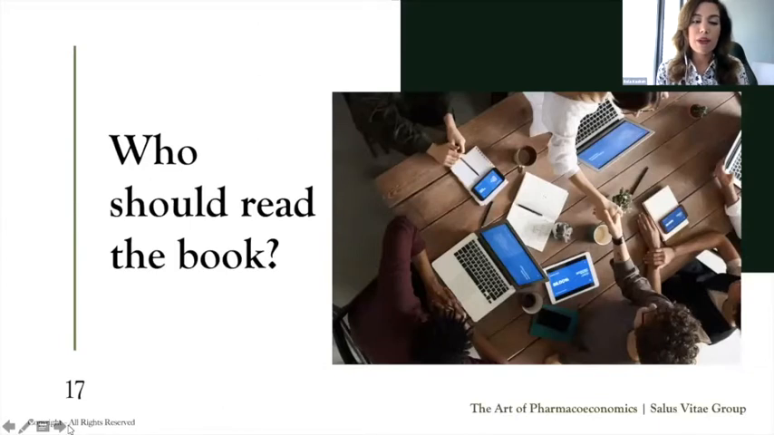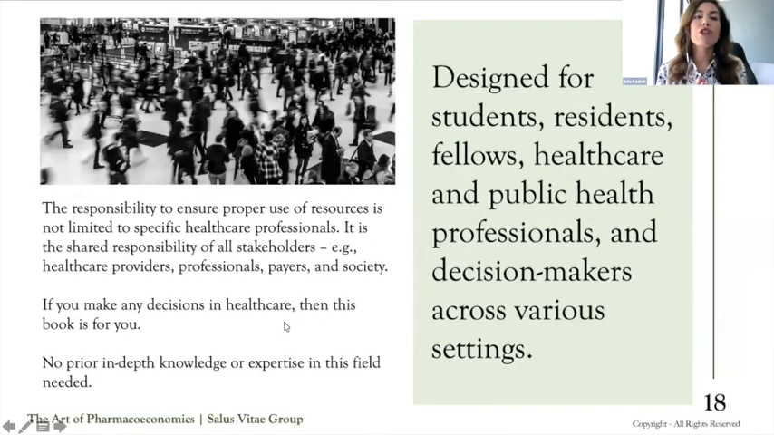Now, who should read this book? The responsibility to ensure proper use of resources is not limited to any specific healthcare professional. We started off this webinar talking about the significance of resource allocation and how everybody has a responsibility to appropriately allocate resources, whether you're a physician, a pharmacist, a healthcare professional, a payer, an institution as a whole, or a country. Whatever positions you have or whatever decision-making you have, you have a responsibility towards that. So if you make any decisions in healthcare, which we even do on an individual level, you would benefit from this book. It is designed for those across the spectrum.